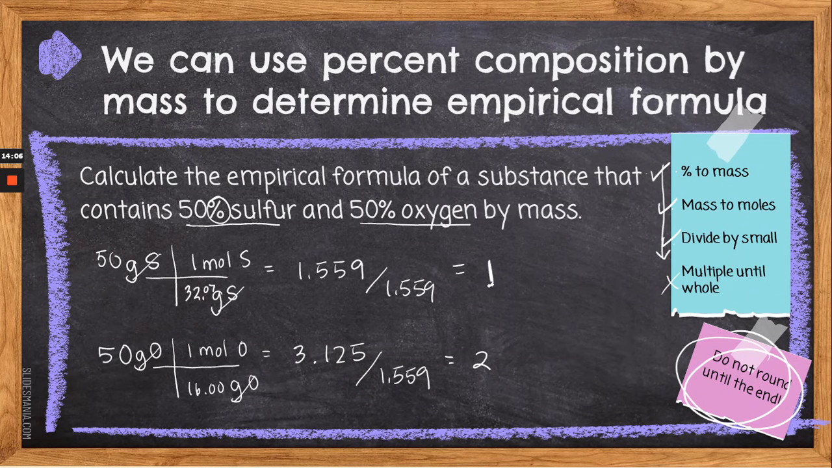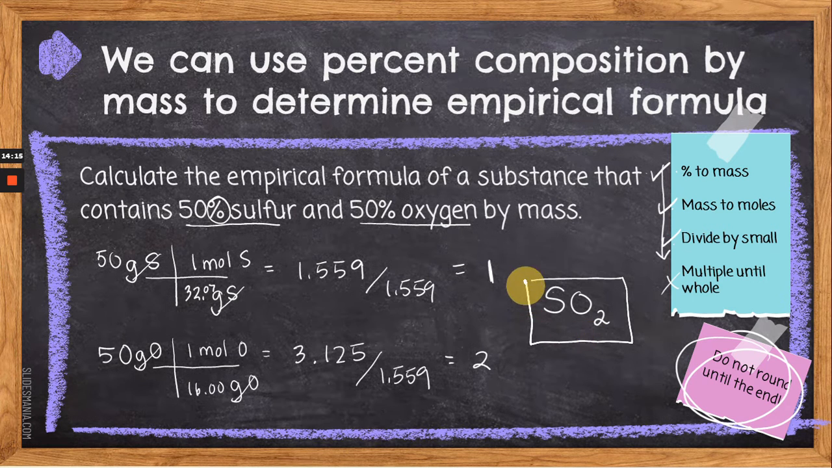Well, the empirical formula is the lowest ratio, and my ratio was 1 sulfur for every 2 oxygens. So a compound that is 50% sulfur and 50% oxygen by mass has a formula of SO2. That's how you do it. So again, it takes up a good bit of space and has these steps, but they're super easy.